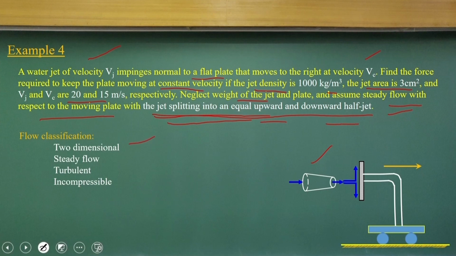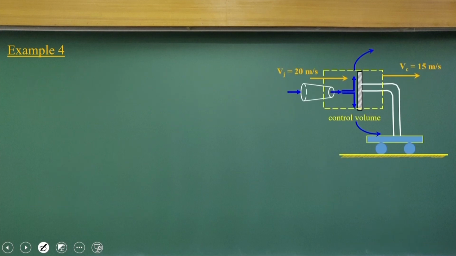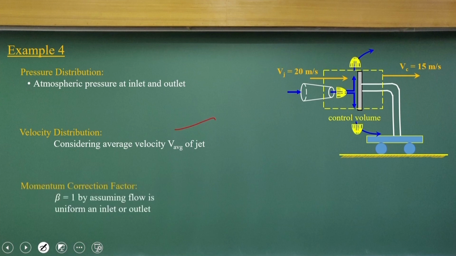As the flow impinges and splits into two vertical directions, one jet going down and another going up, you have a two dimensional flow, and the problem becomes steady, turbulent and incompressible. With the movable control volume concept, we apply the movable control volume to handle the pressure distribution. The pressure distribution will be atmospheric, we consider the average velocity conditions, and beta equal to 1.